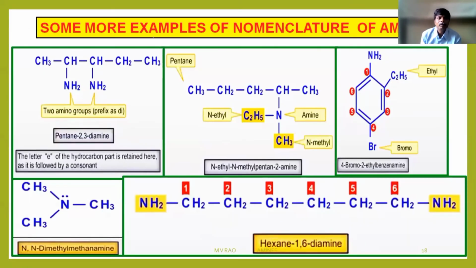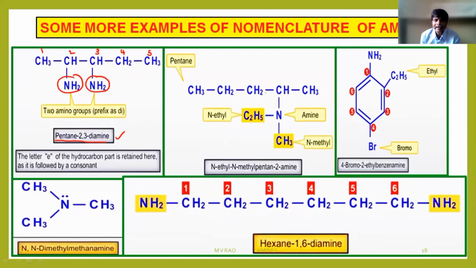Some more examples of nomenclature of amines. You can see here it is a diamine. First example, 1, 2, 3, 4, 5 carbons are there, so pentane is the root word. Two NH2s are there at the second and third carbons, so pentane-2,3-diamine. The letter E of the hydrocarbon part is retained here as it is followed by a consonant. So pentane-2,3-diamine.